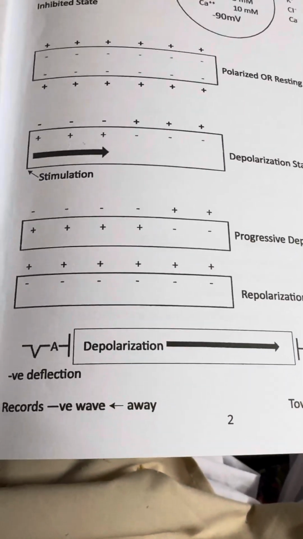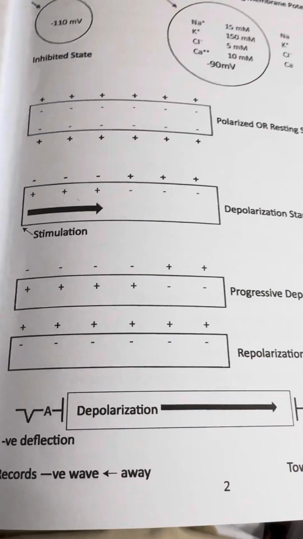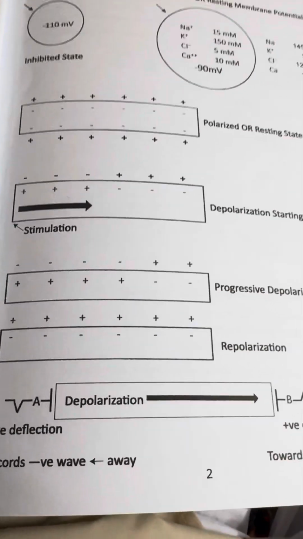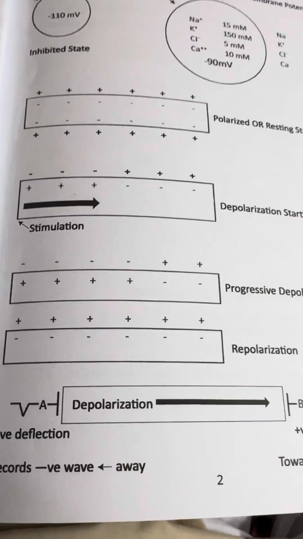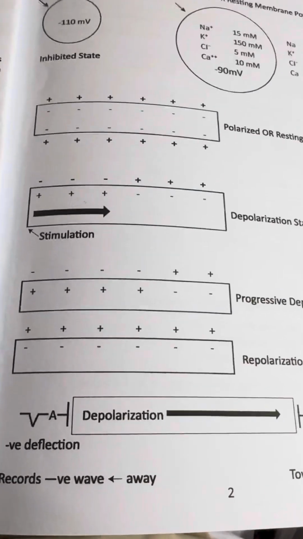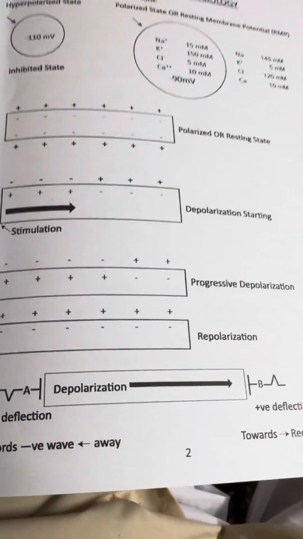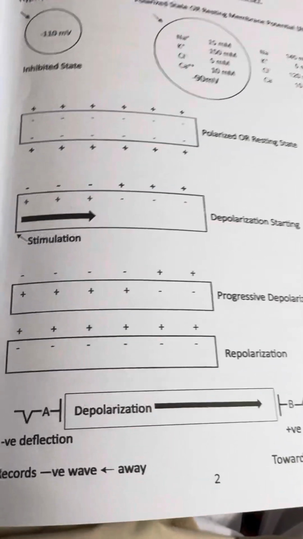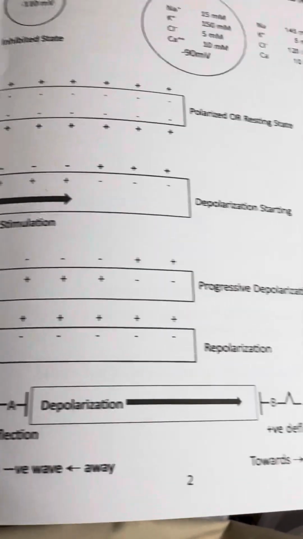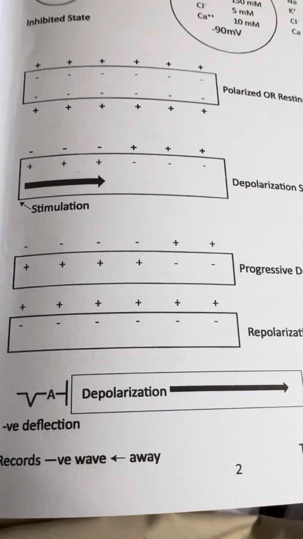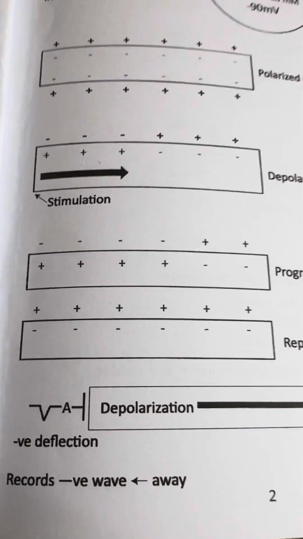Third thing is that when the impulse has crossed some part, while it is going, it is causing depolarization. But the portion it has crossed, where the impulse has gone from one point to another, behind it again becomes normal. That is, positivity outside, negativity inside will revert. And this is known as repolarization.